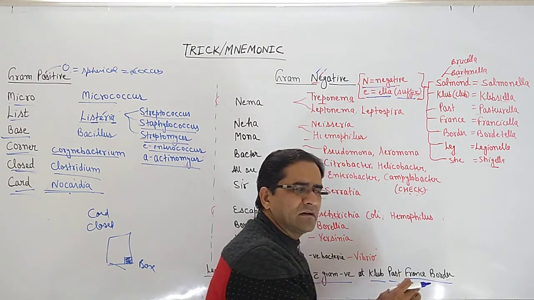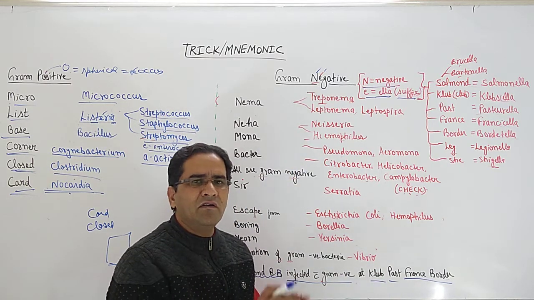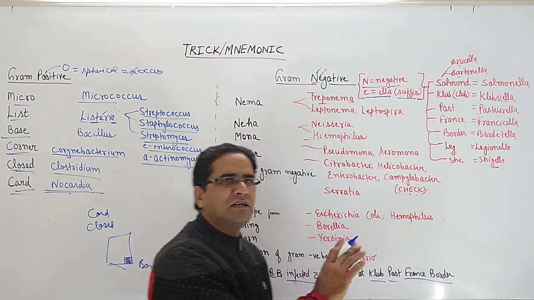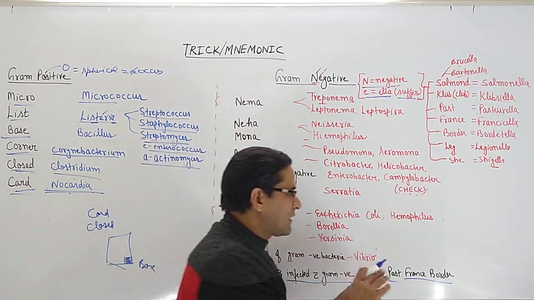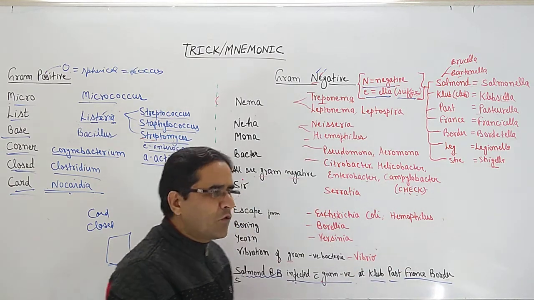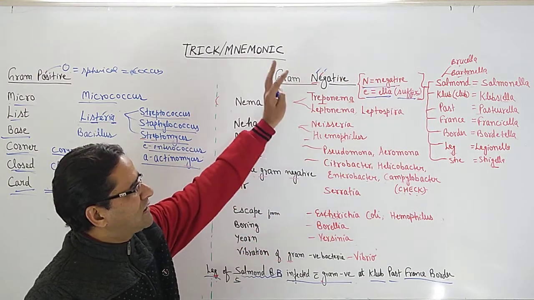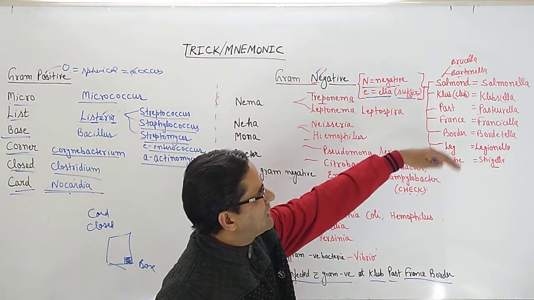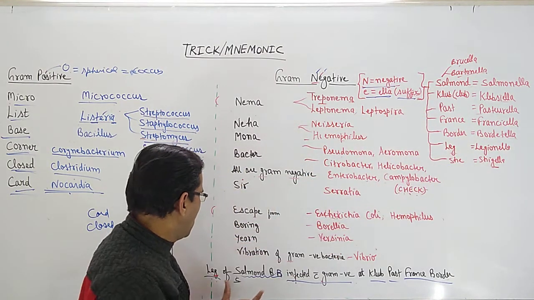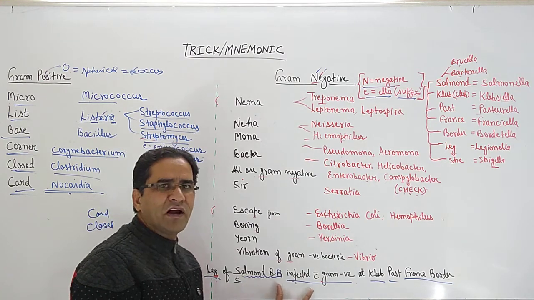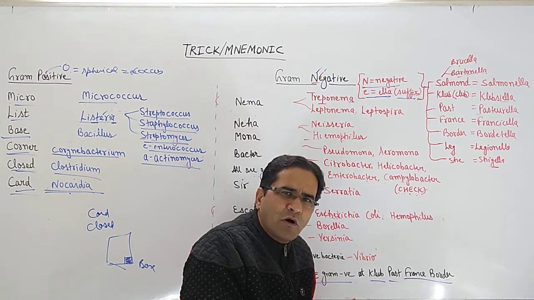See, don't correlate the name of this France with any country or anything like this. We are just trying to remember the name. We are just developing the mnemonic to remember the names of bacteria in which the ella suffix occurs. For that, keep in mind the leg of Salmon BBS infected with gram-negative, where? At a club past the France border. Just after crossing the France border there is a club.